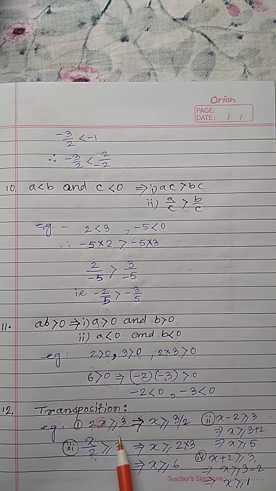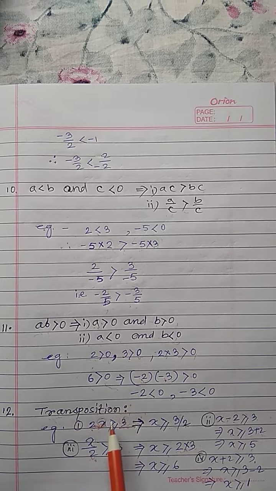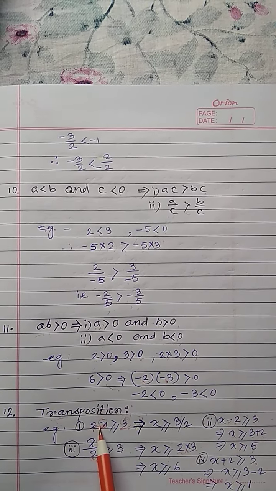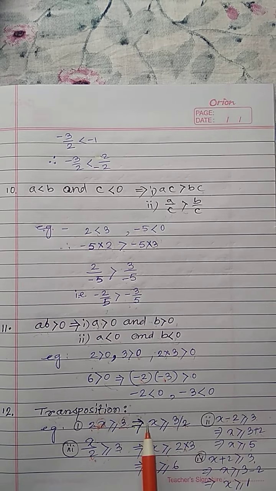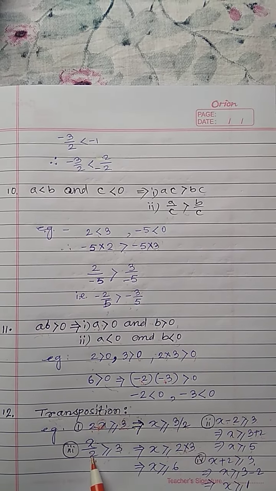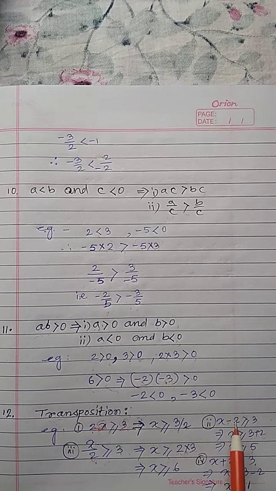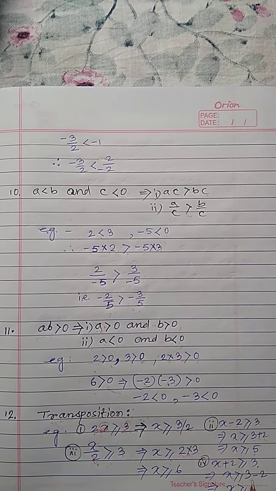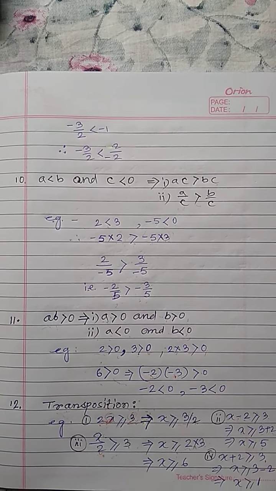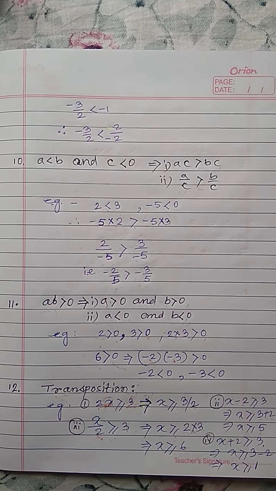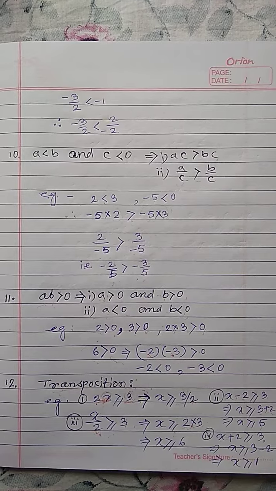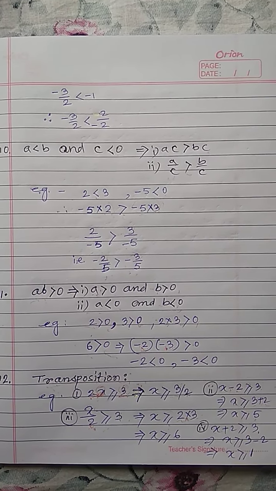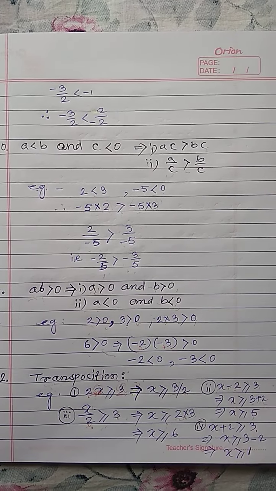This property is known as transposition. That is, we change the side. In case of multiplication, it becomes division. In case of division, it becomes multiplication. In case of subtraction, it becomes addition. In case of addition, it becomes subtraction. So you must keep this formula in mind, then you can easily solve inequation problems.